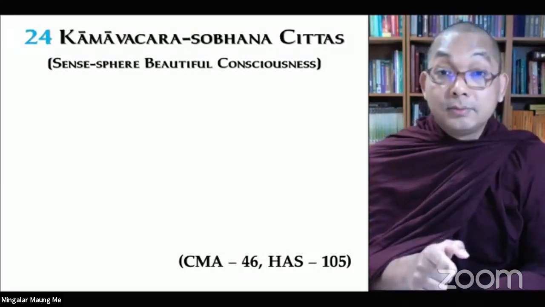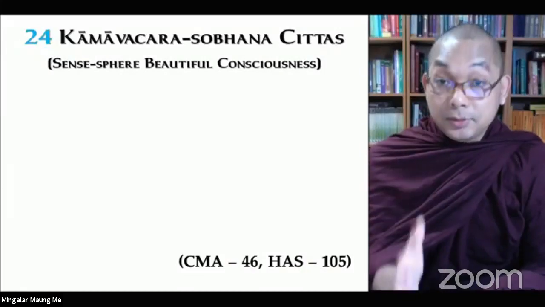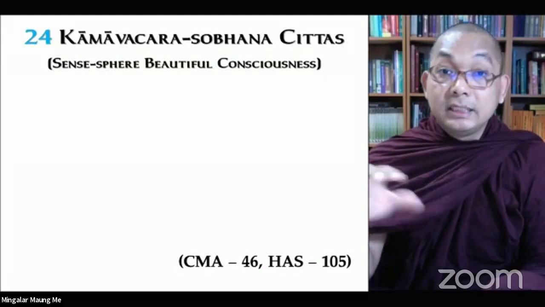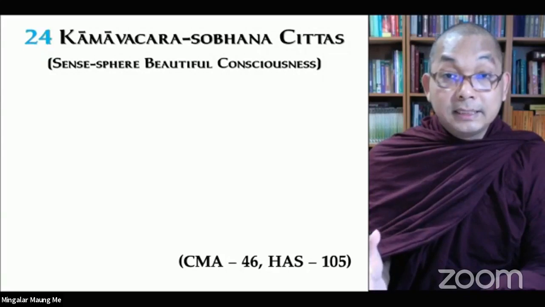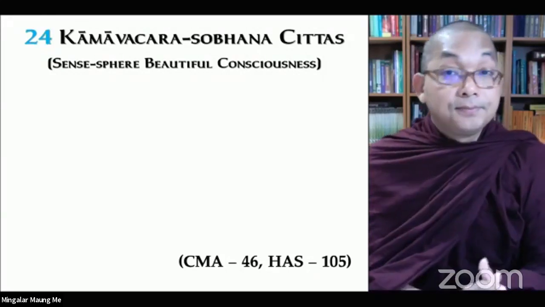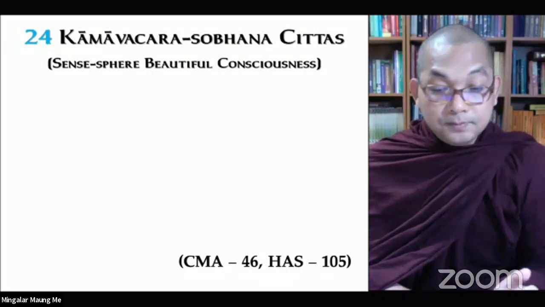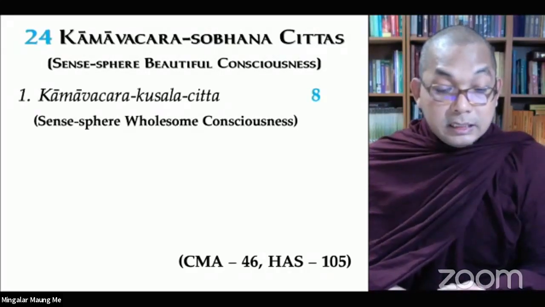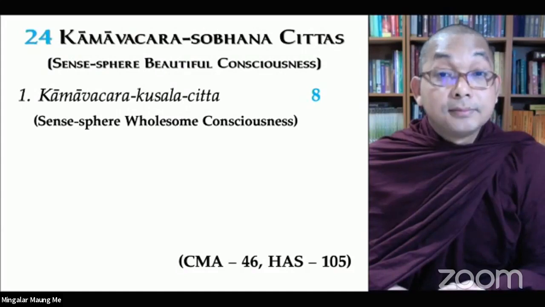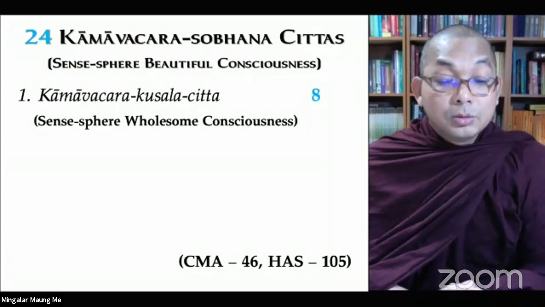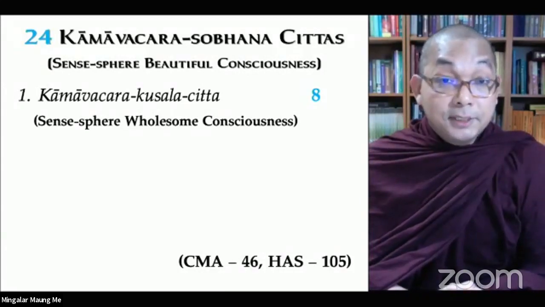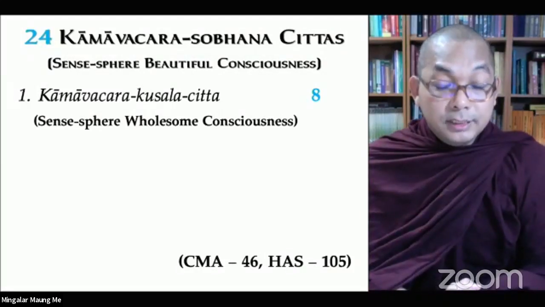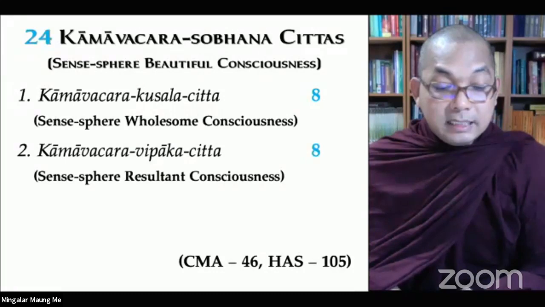We have only 24, but we have 59 Sobhana Chaitas. Sobhana is wider, right? Including Jhana Chaitas, including Lokuttara Chaitas. They are called Sobhana, beautiful Chaitas. But here, Kamavachara, 24. 8 Kamavachara Kusala Chaita. Kusala Chaita alone is not enough because there are other Kusala Chaita as well. For that reason, we add Kamavachara Kusala Chaita. We have 8 Kamavachara Vipaka Chaita.